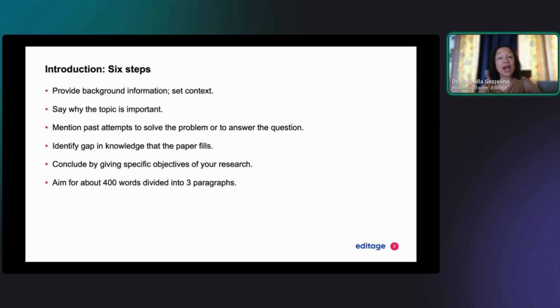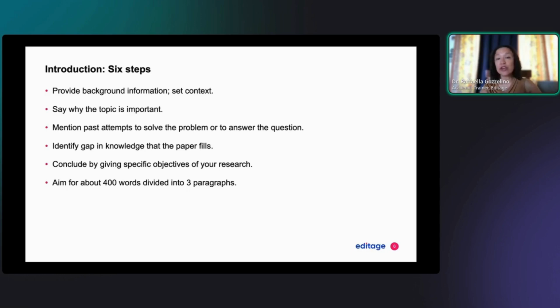You need to say why the topic is important and state it very clearly, because there is nobody that considers that topic more important than you if you really want to publish your article. You also need to mention and give credit to the past attempts that have been done to solve the problem or to answer that specific question, and identify the gap in knowledge that the paper fills. Because it's important for the reader to understand that that gap is you, that you are proposing the solution and how to fill it out.